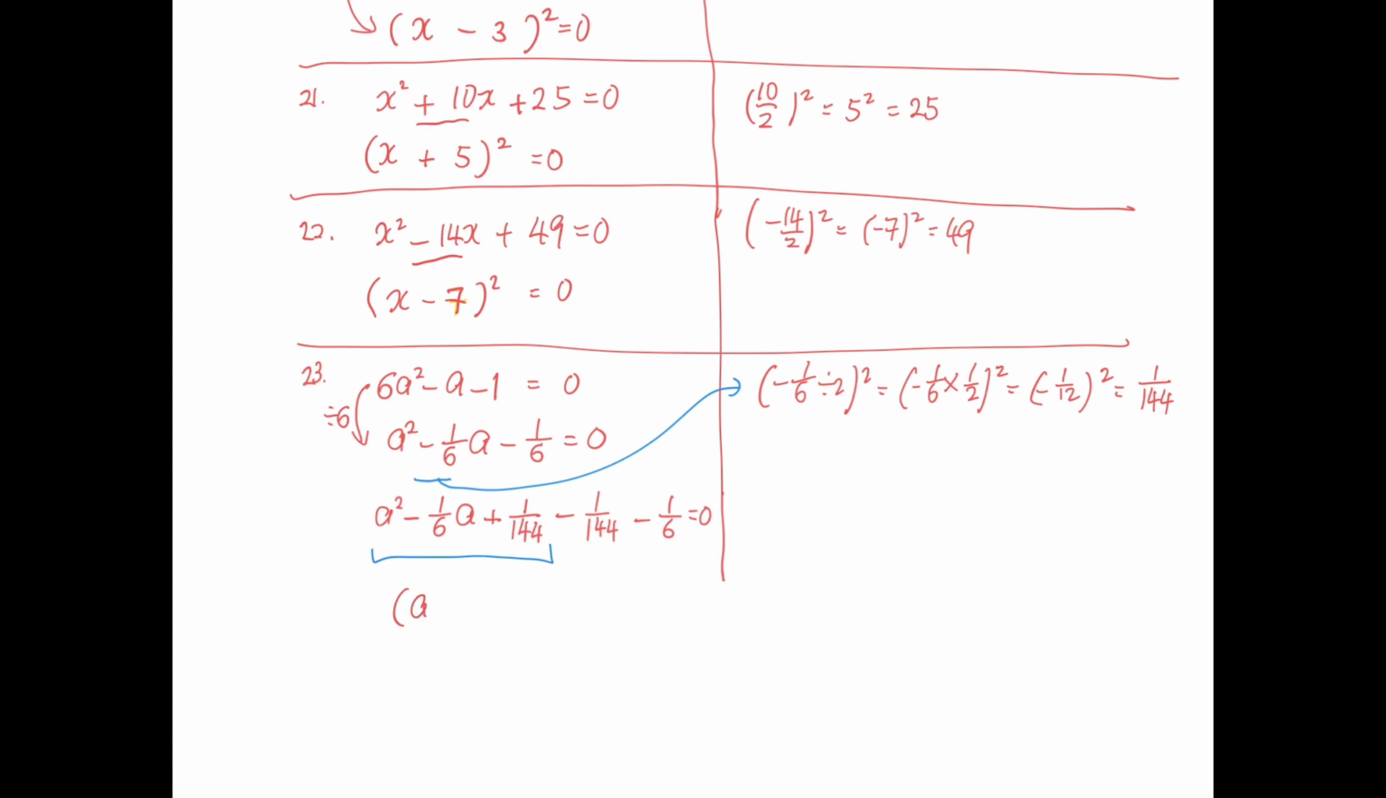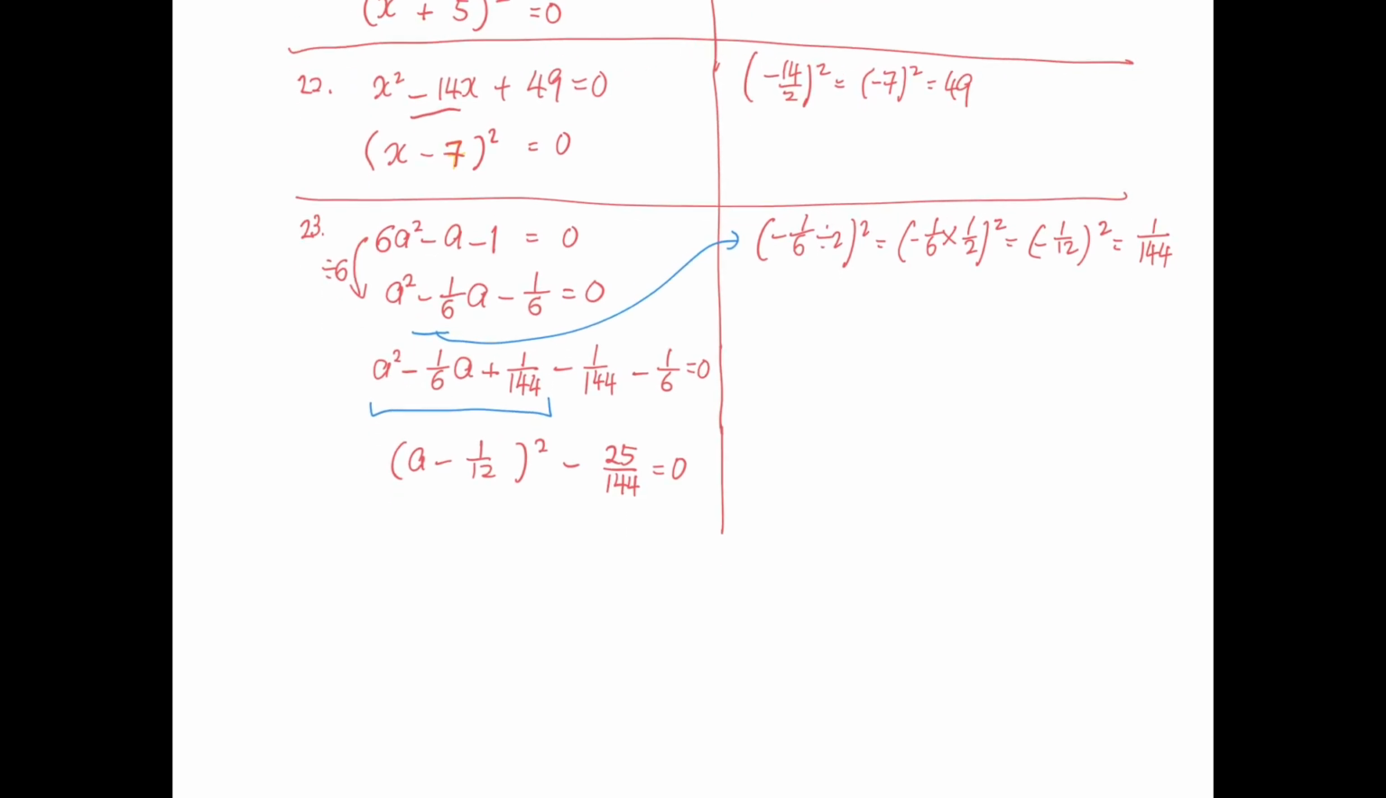And the next one is you take the minus 1 over 6, you divide by 2, as we have done it inside the bracket. Minus 1 over 6 divided by 2 is equal to minus 1 over 12. So we take minus 1 over 12, then we square. So that is the first three terms, which we factorize. And the last two terms we press calculator, so you will get minus 25 over 144 equal to 0, and that is the completing the square. So this is question 23.